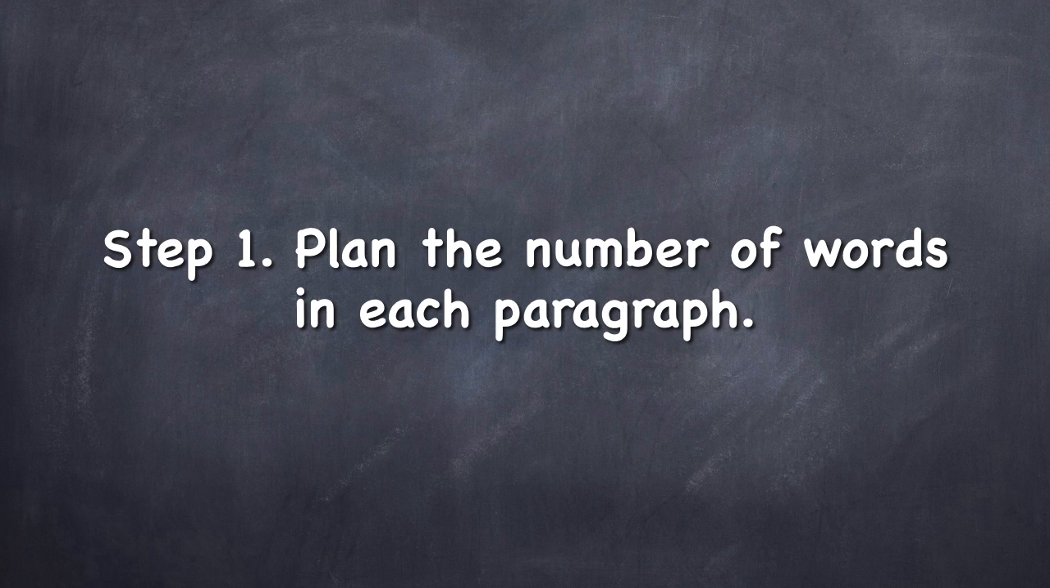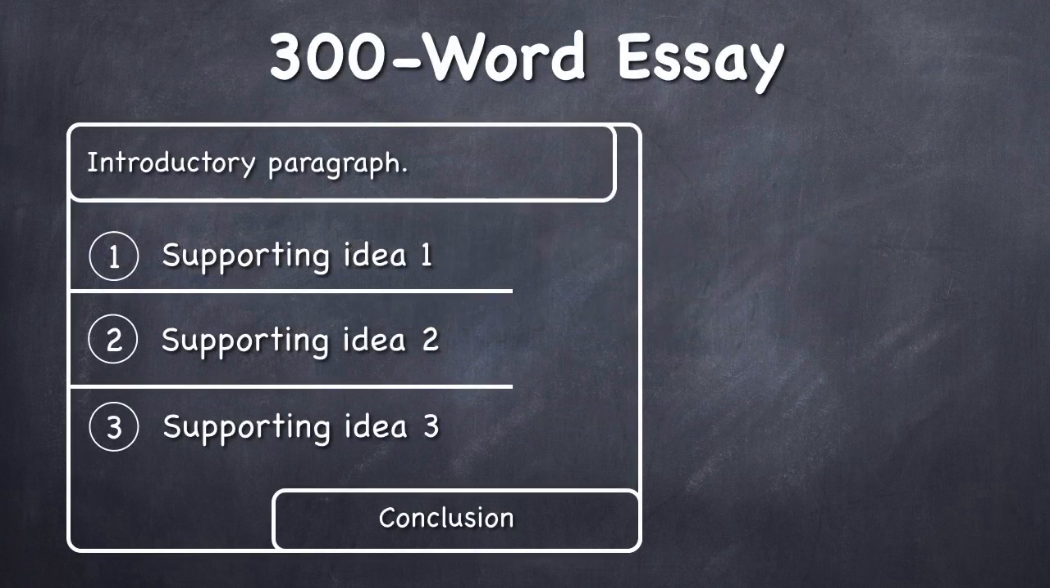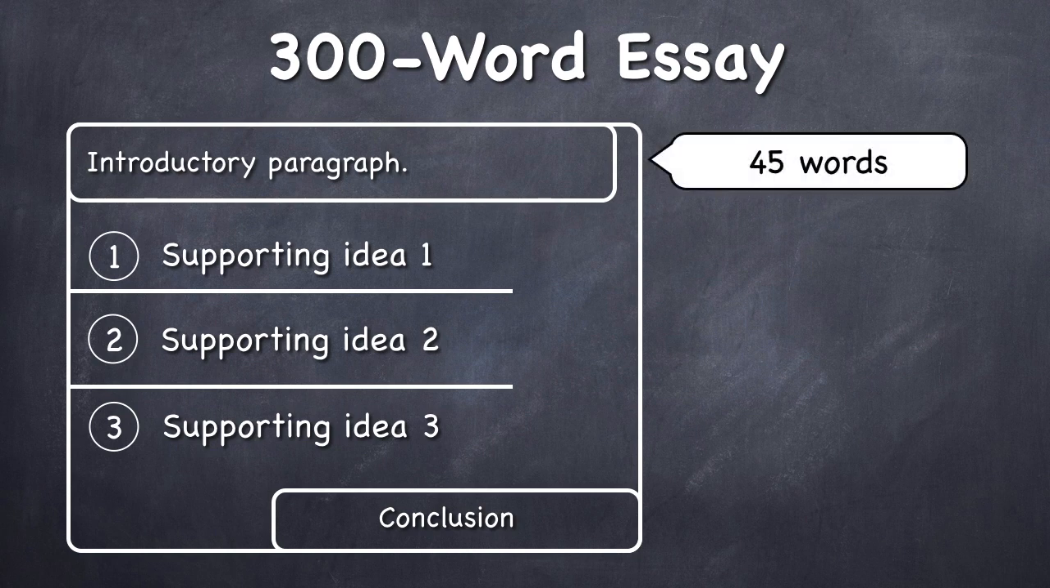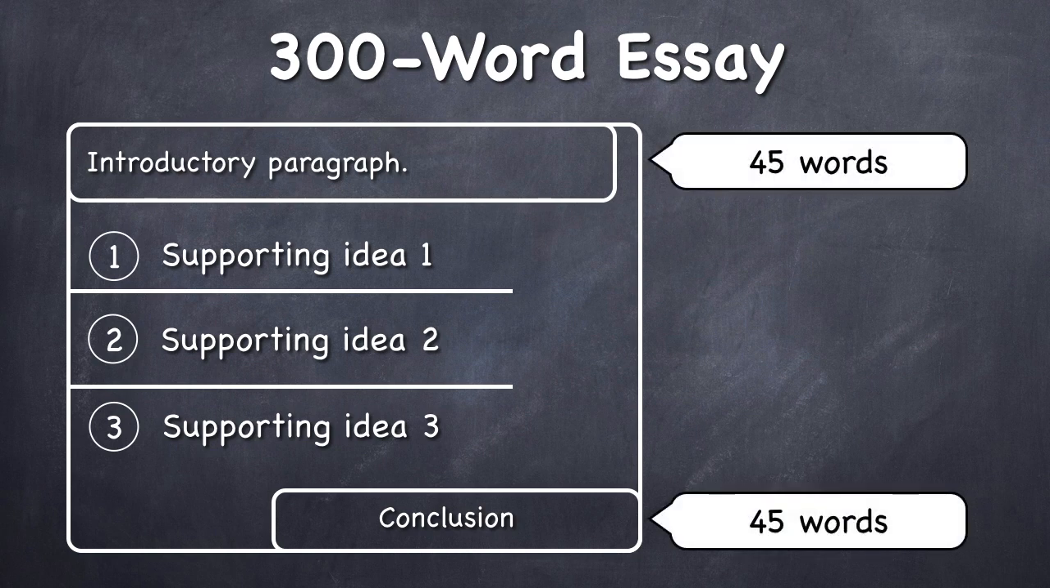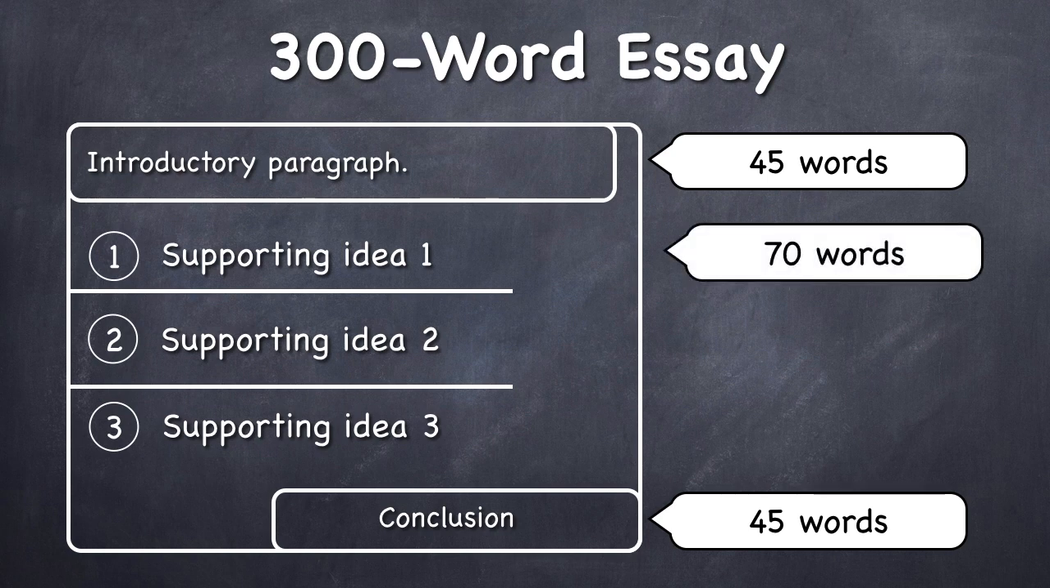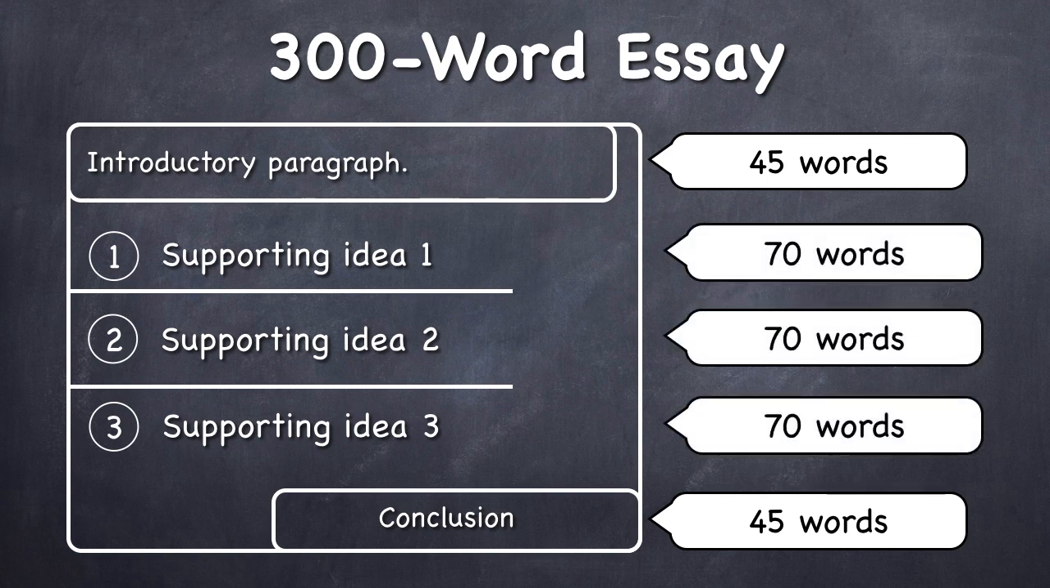Step 1 is to plan the number of words in each paragraph. Let me show you how to do that. We need to distribute our word count so that it would make sense. Let's say we allow 45 words for the introduction paragraph, 45 words for the conclusion, and 70 words for each of the body paragraphs. And if you do the math, together this is 300 words. If you know the number of words in each paragraph, now that makes your life so much easier writing this essay.